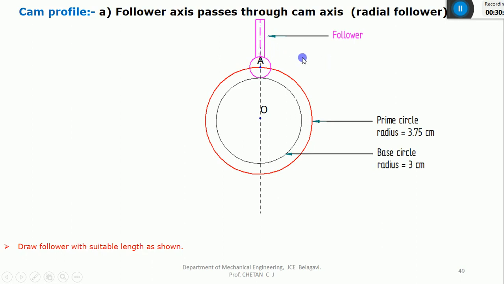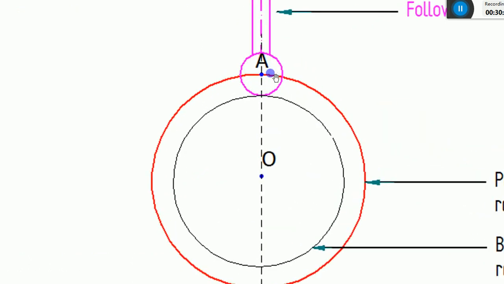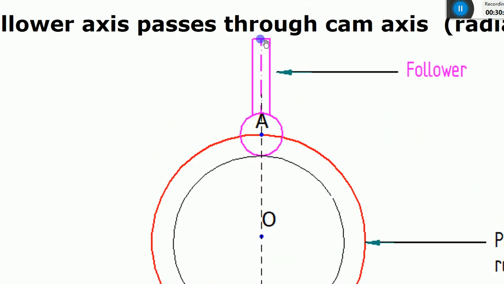So from where to where 3 centimeters? From the prime circle? Yeah, you can take the center as this one only. From this point A itself. It will not matter. From that point 3 centimeters, no? Yeah. From this point A, just take a 3 centimeter height.